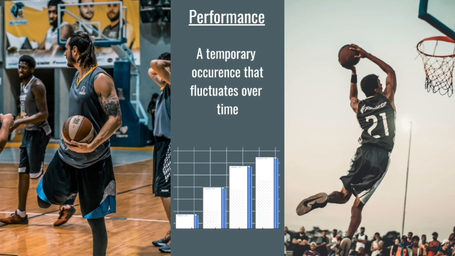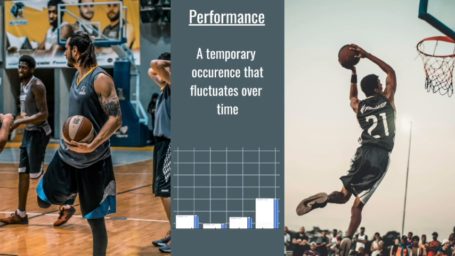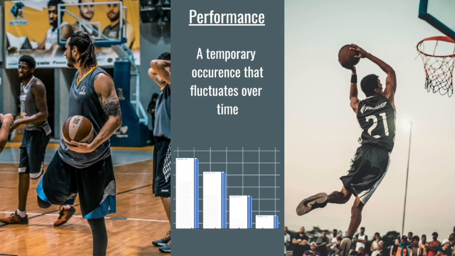Whereas performance is a temporary occurrence fluctuating over time. If this changes over time, it often infers that learning has taken place. And with performance, you can have form. So it is temporary because you can have high moments and low moments even though the learning has still taken place. So it's temporary and it changes.